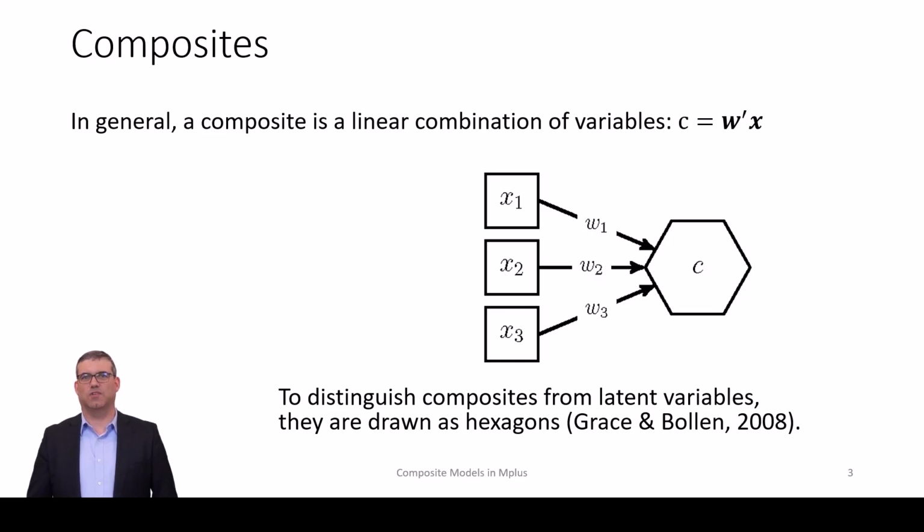A composite is generally a linear combination of variables. The graphical model shows this relationship. We have the observed variables, here the x's, x1, x2, x3, characterized by rectangles. We have the composite, which is characterized by a hexagon, a way of representing composites suggested by Grace and Bollen in 2008. And the relationships between them are characterized by weights, W1, W2, W3, and these are characterized as lines pointing from the observed variables to the composite.